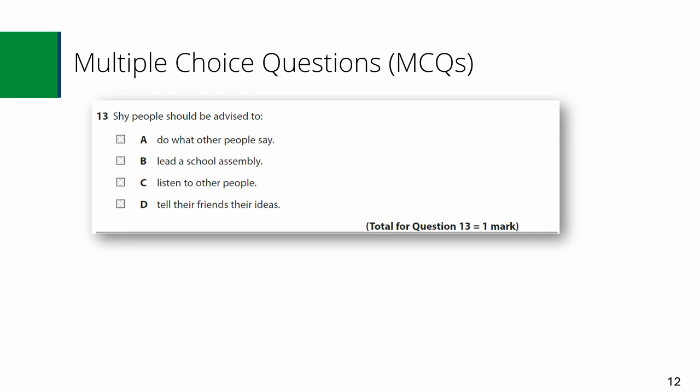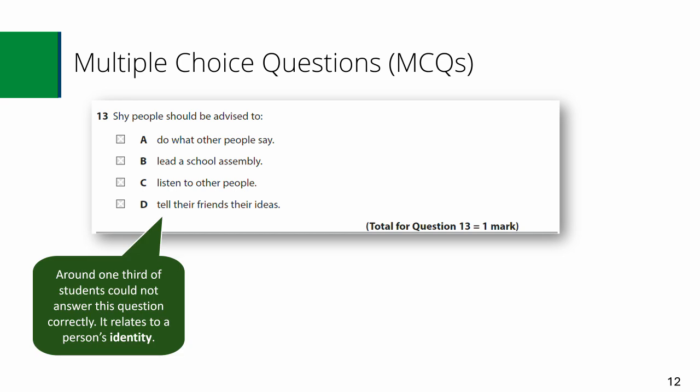But there are other types of question that feature in section A as well. These are looking at a different assessment objective where students are having to either analyse and interpret a statement or apply their own knowledge to it. If we look at this example, question 13, around 1/3 of students couldn't answer this correctly. Now, it relates to people's identity and the idea that some people, by nature, are perhaps shy. But rather than asking the students what the word shy means, they have been asked to apply their understanding of what shyness means to a context.